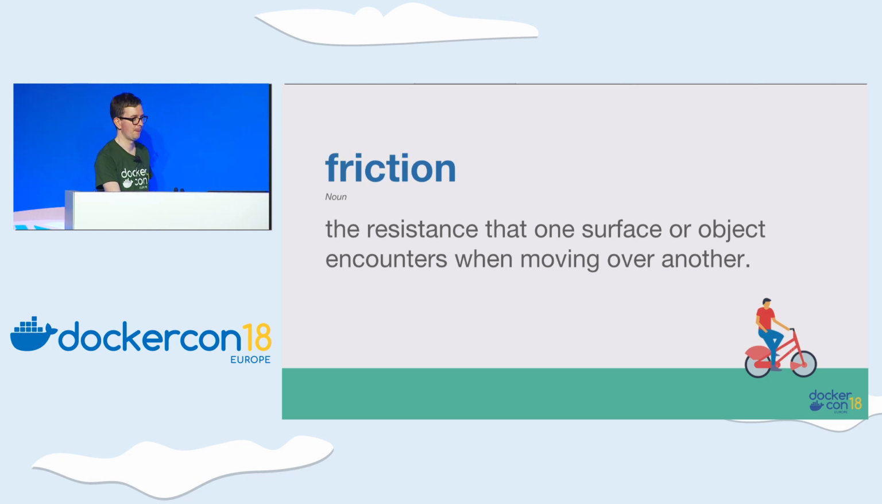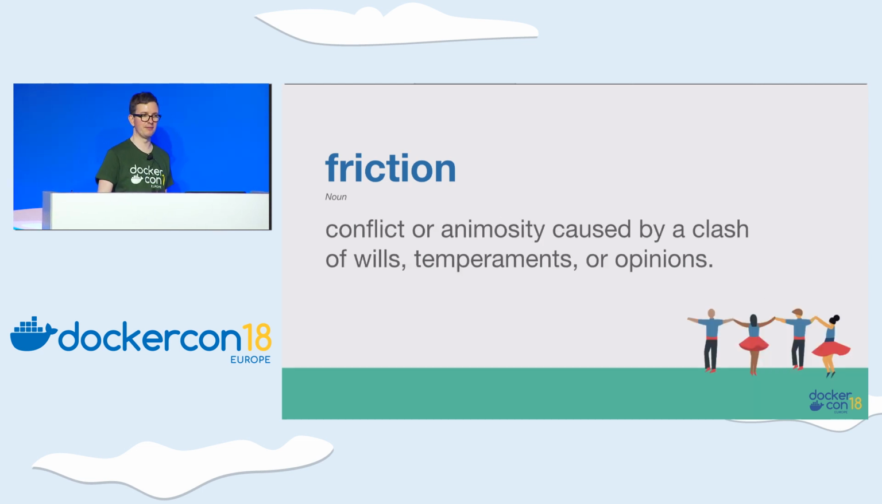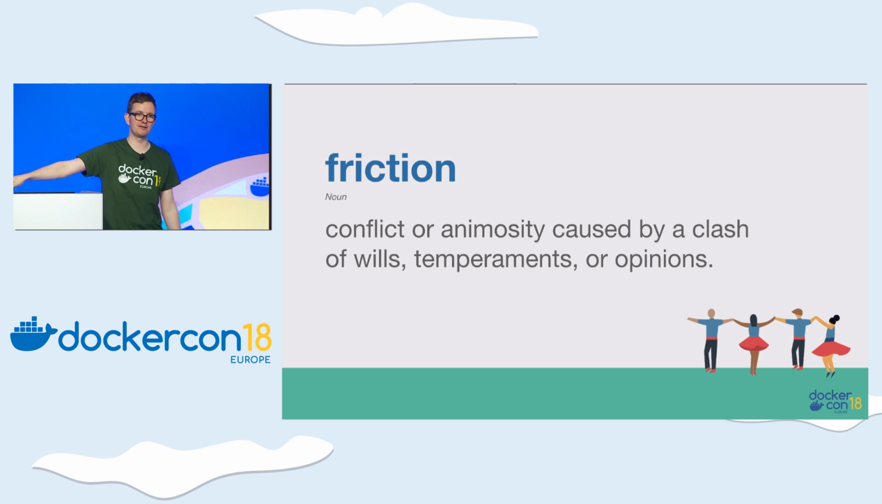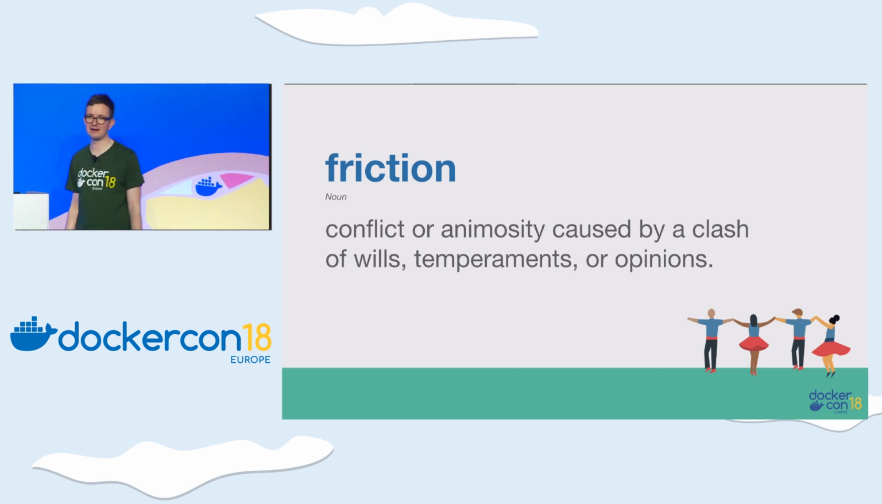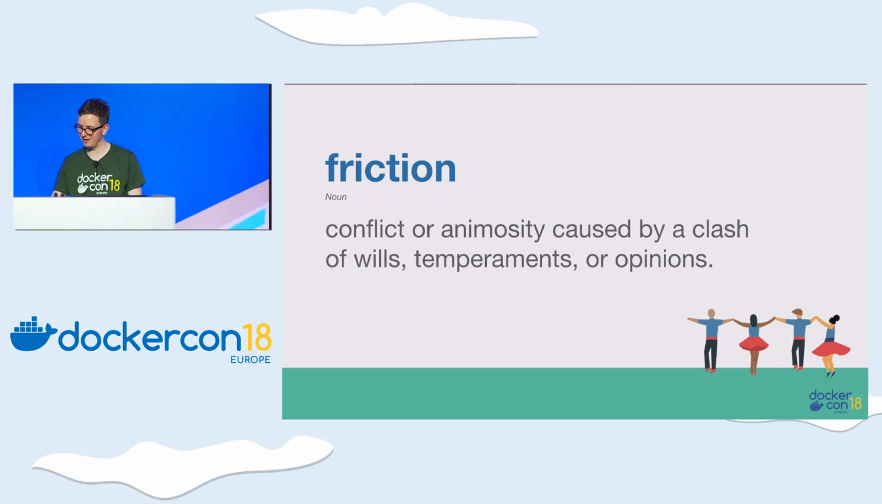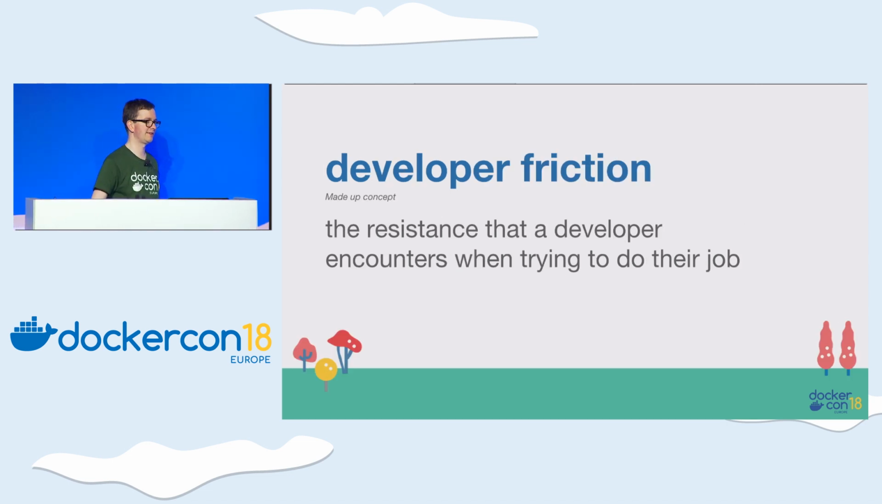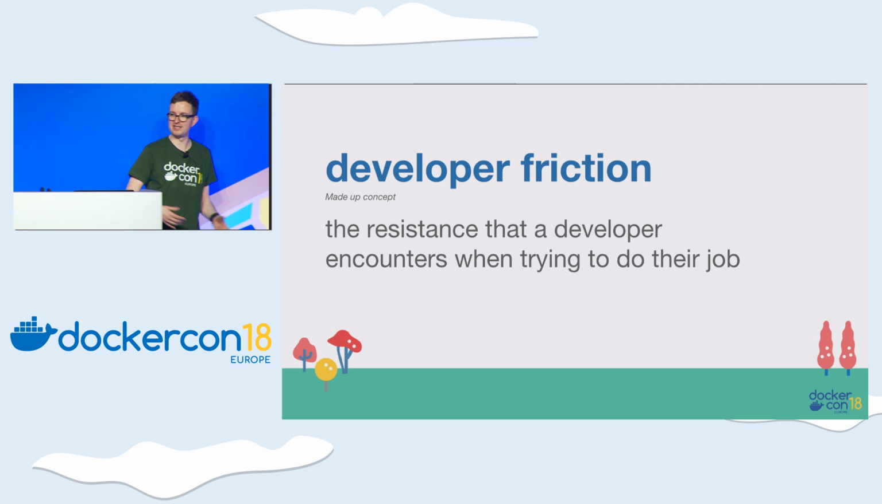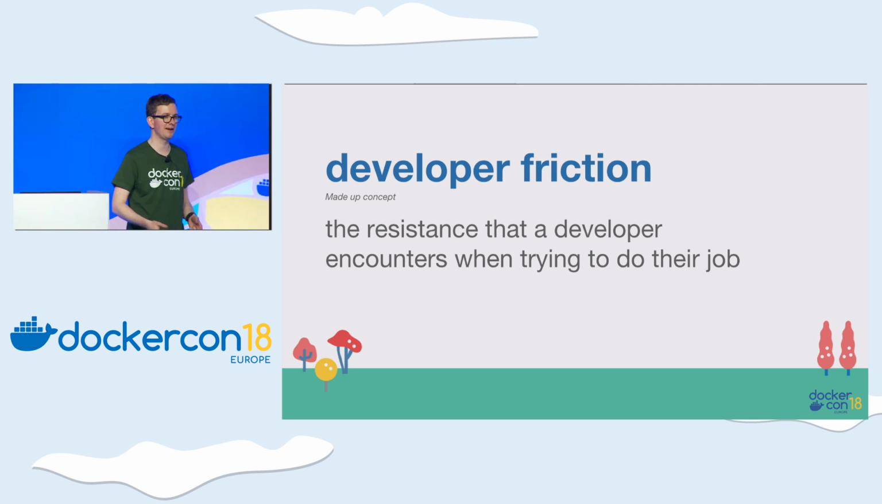So where does friction come into this? Friction is the resistance that one surface or object encounters when moving over another. It tends to result in conflict or animosity caused by a clash of wills, temperament, or opinions. That was not written about developers, but it could have equally been, I feel. Developer friction is really, I would say, the resistance that developers encounter when trying to do their job.